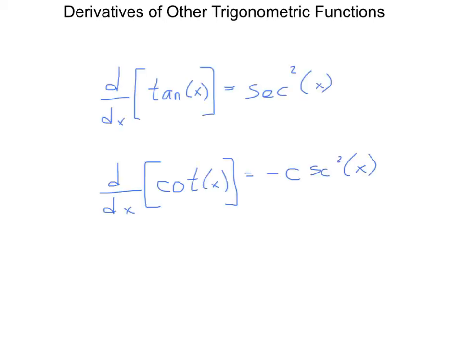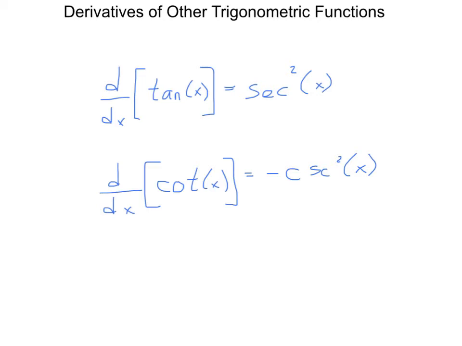So in this video, I want to go through the derivatives of the four other trigonometric functions. We already know that the derivative of sine x is cosine x. We already know that the derivative of cosine x is negative sine x. And in this video, we're picking up, well, first of all, these two. The derivative of tangent x is secant squared x. The derivative of cotangent x is negative cosecant squared x.